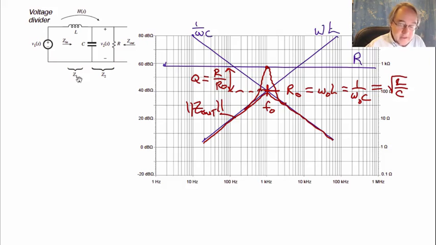We have to divide that by Z1, which is the inductor asymptote. So Z1 I'll draw as simply following omega L. I'll draw that one in green.